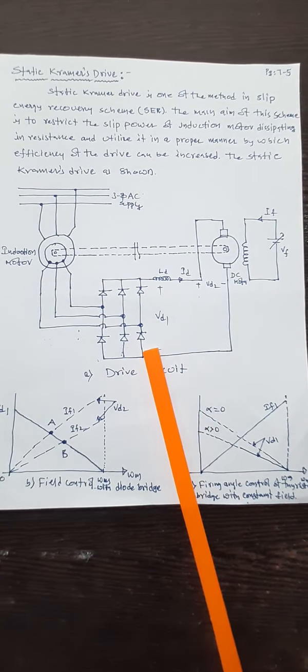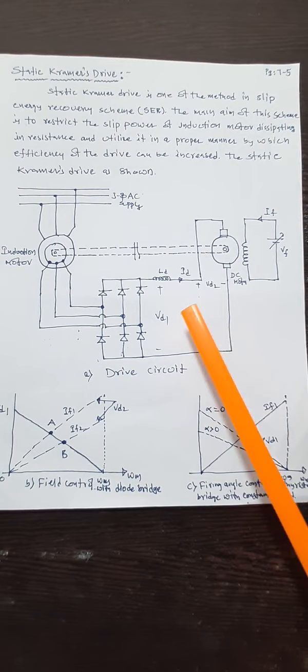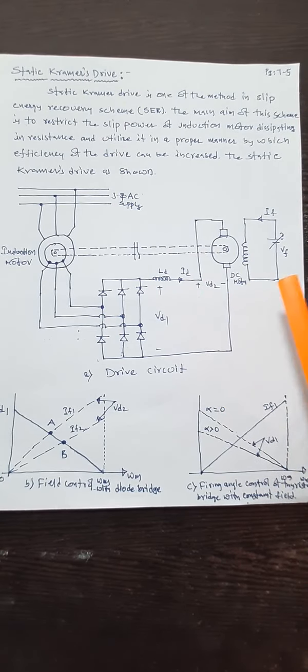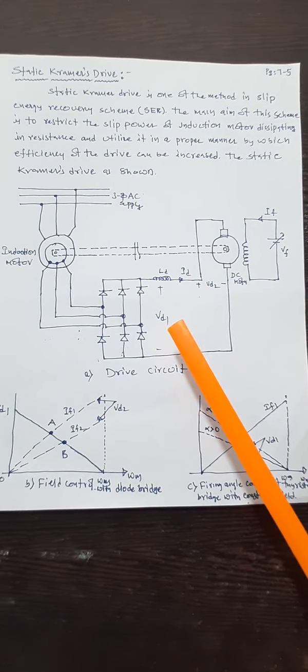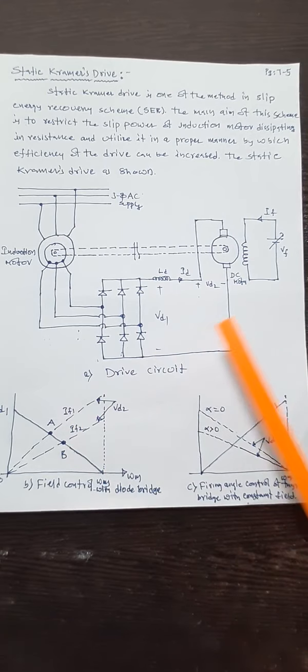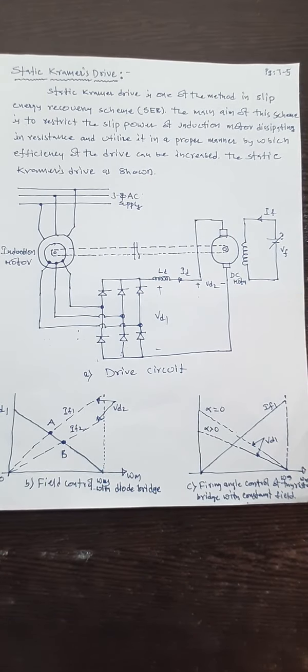Therefore, with the help of the static Kramer drive, we can overcome the drawbacks of the static Scherbius drive, and also get speeds below rated speed as well as above rated speed, by the field control method as well as the armature control method. So let us see the description of the circuit we discussed so far.